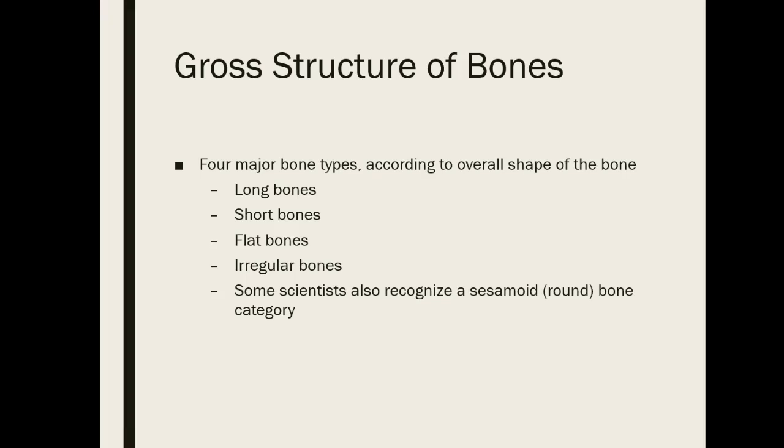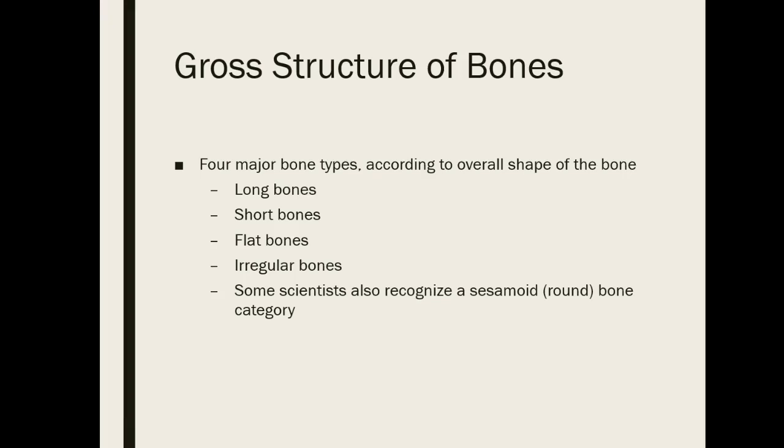There are 4 major bone types, and they're categorized according to the shape of the bone. So we have long bones, which are going to be the humerus, or the bone of the upper arm, the femur, or the thigh bone. Our short bones are going to be the carpals and the tarsals, so the bones of the wrists and the bones of the ankles.